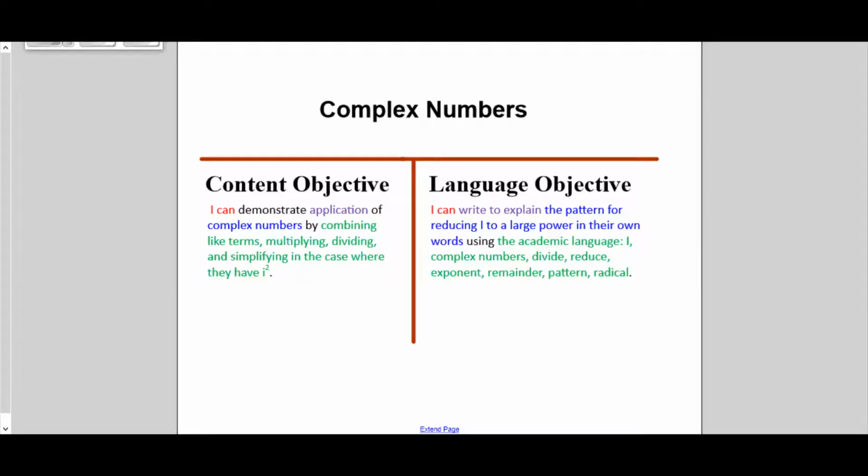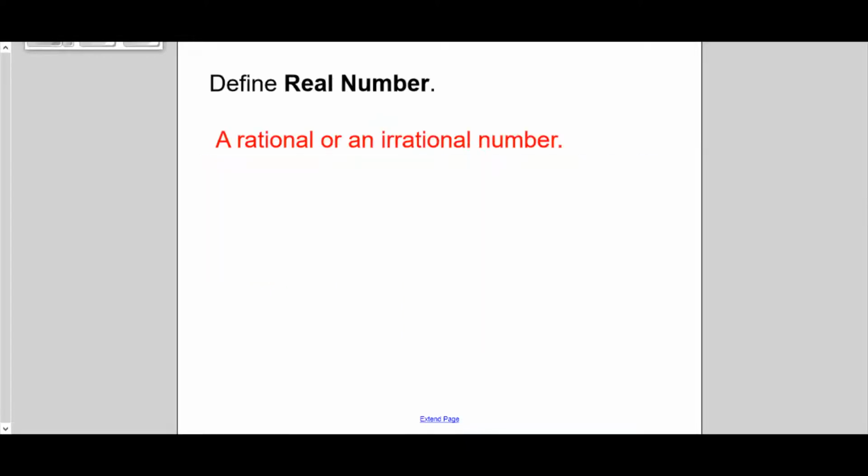In this lesson, we're going to go over complex numbers. You'll be able to combine like terms, multiply, divide, and simplify in the case where we have i squared. And you'll be able to explain how to reduce large powers of i.